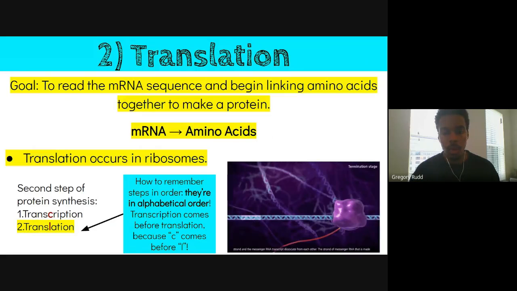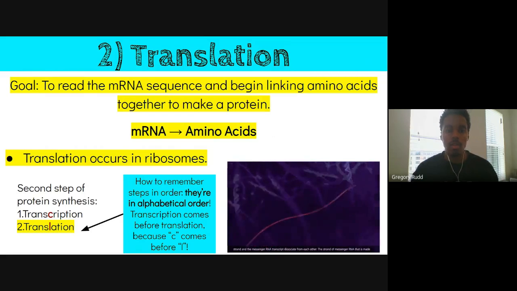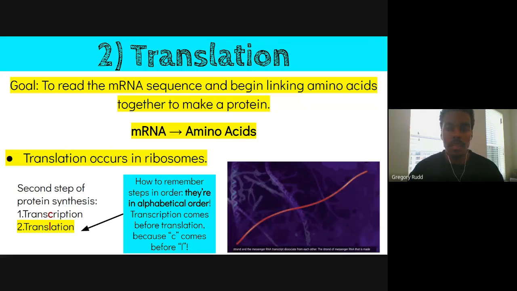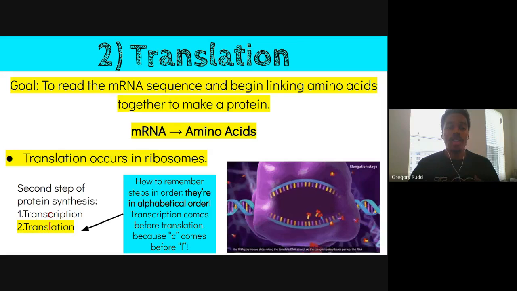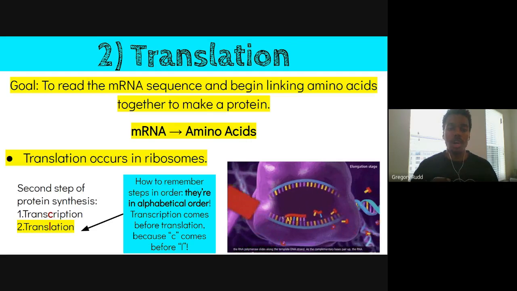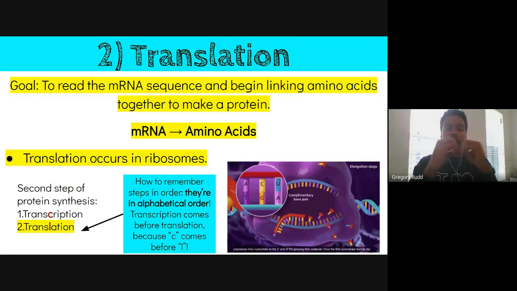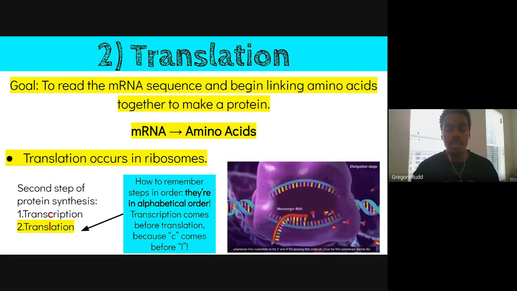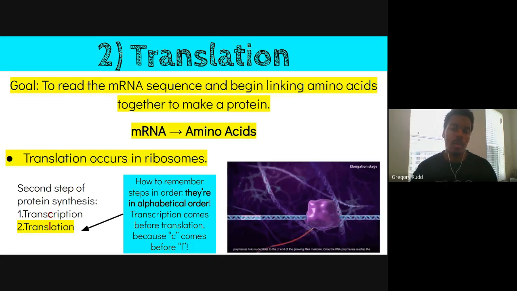So keep in mind, the words that are highlighted are the words that you should be writing down. The second step, that is the focus of our lesson today, is translation. The goal of translation is to read the mRNA sequence, the messenger RNA sequence, and begin linking amino acids together to make a protein. So we're going from mRNA to amino acids.